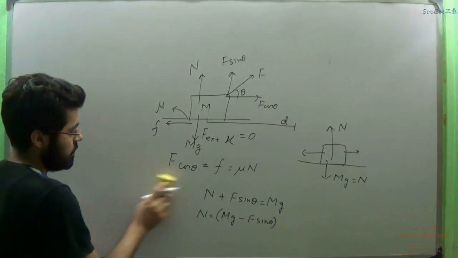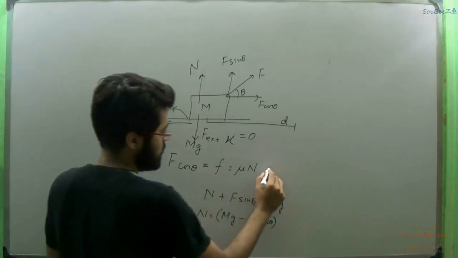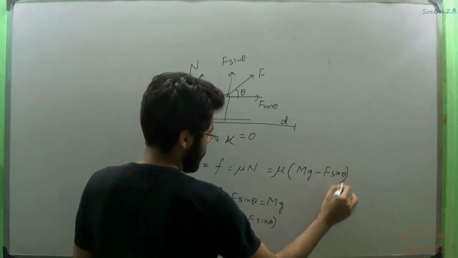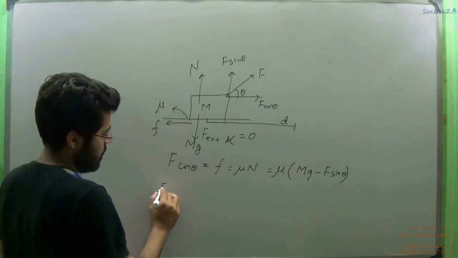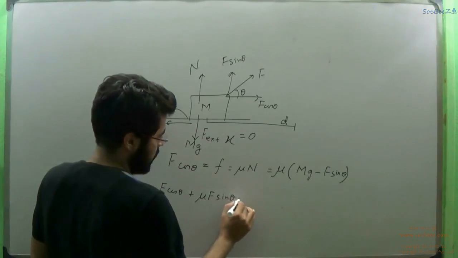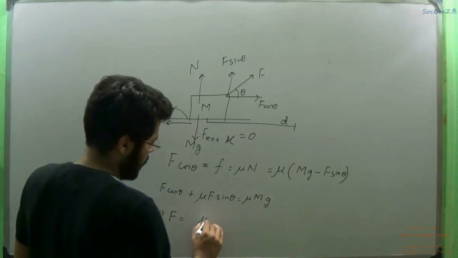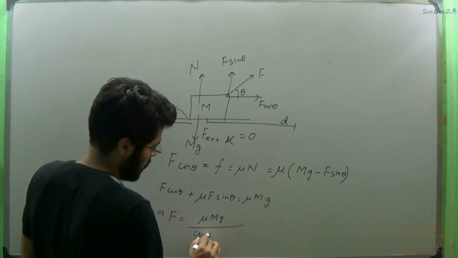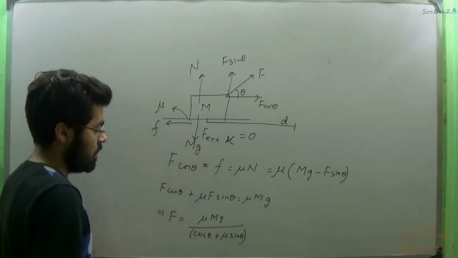So now we will replace N in this direction, in this value, by mg minus F sine theta. So what we get finally? We get F cos theta plus mu F sine theta equals mu mg. If we take F out, it would be mu mg by cos theta plus mu sine theta. So this is the value of F.